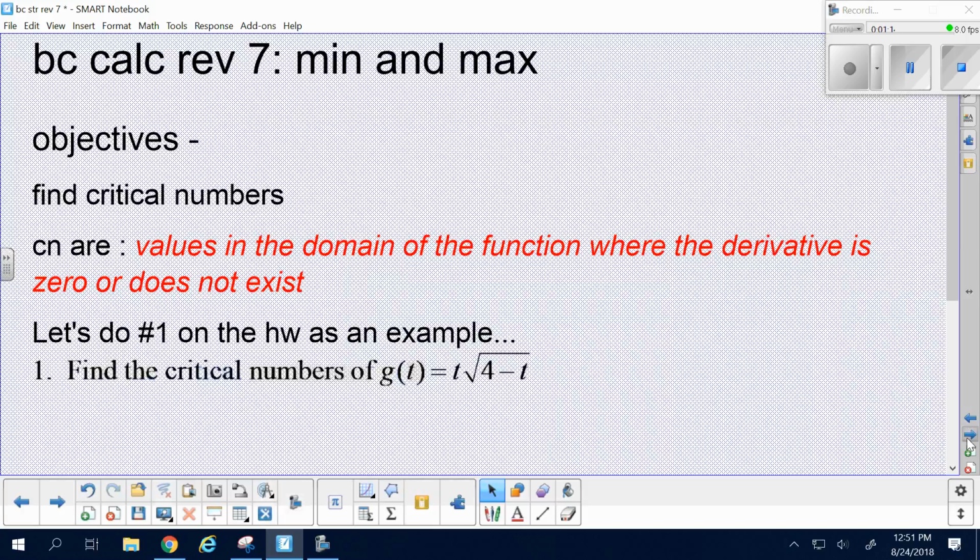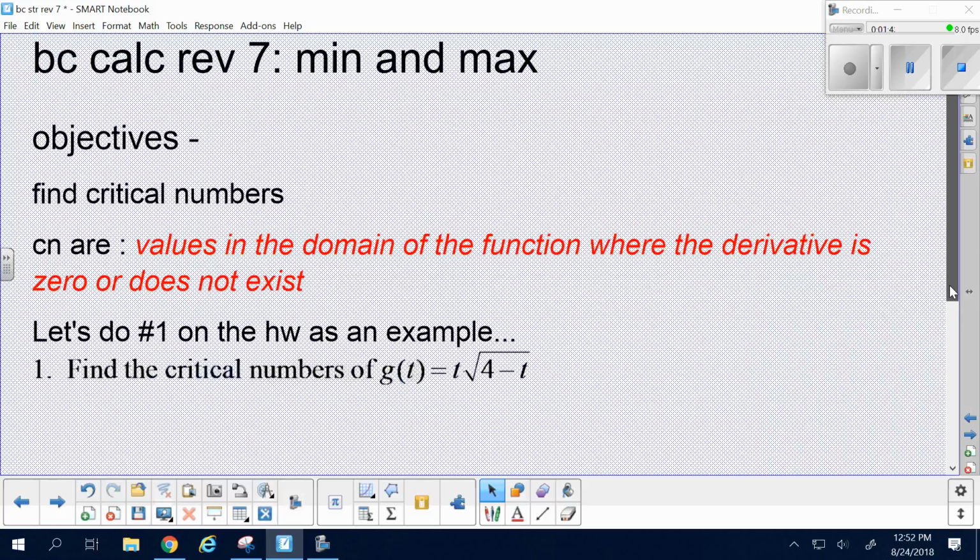Critical numbers, or critical points, different textbooks use points, different textbooks use numbers. Either one, they're the same. So if you say critical points and I say critical numbers, that's fine. Critical numbers are values in the domain of the function, that's important, where the derivative is 0 or does not exist. They are candidates for interesting things happening. Go to box 1 on the homework, please.